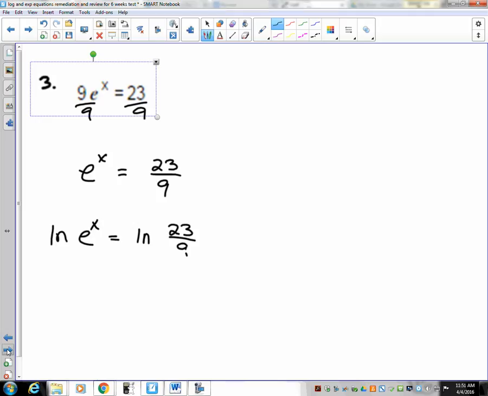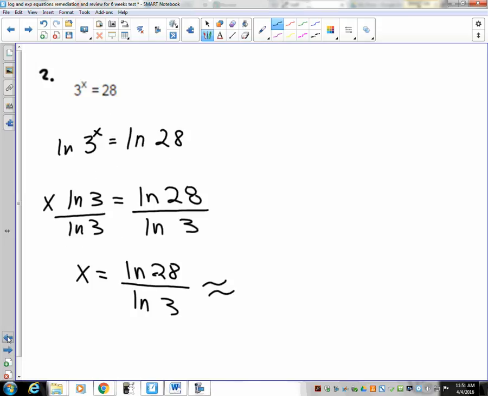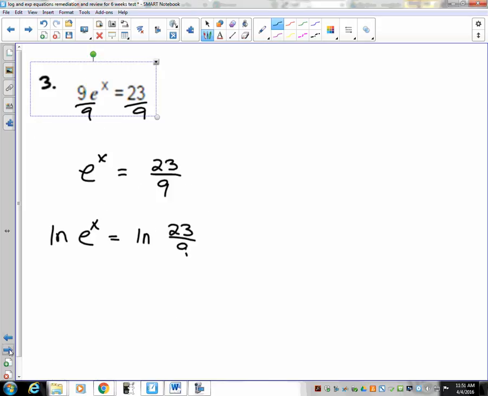But then the natural log of e to the x is just x. That's why we just said, on number 2, we didn't do that, did we? On number 2, we used the power property. But on number 3, we got a base of e, so we don't need to. So this is just x. Okay. So here's my exact answer here, or the answer in terms of natural logarithms.